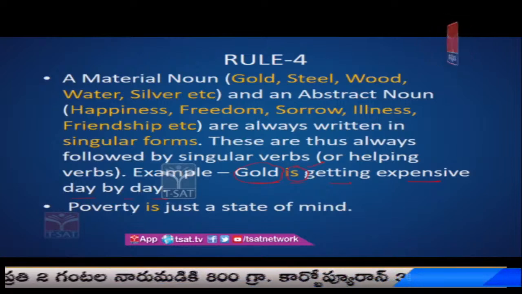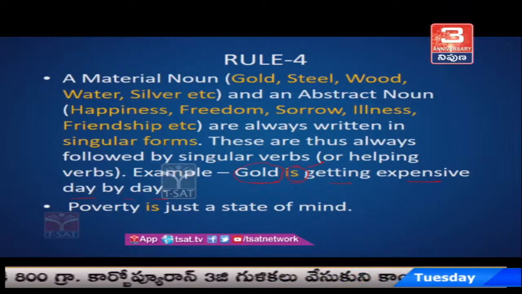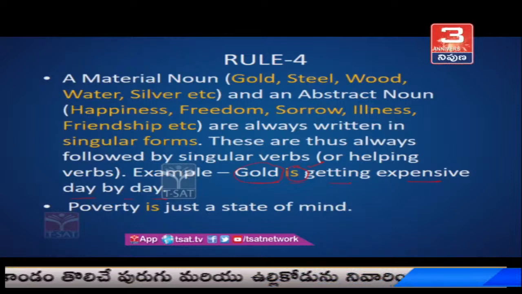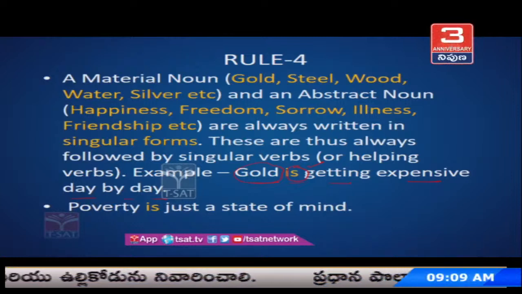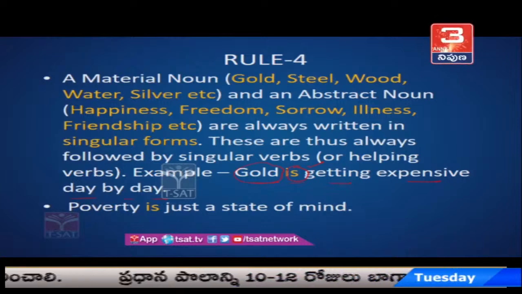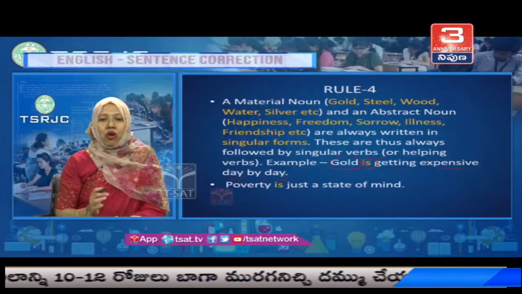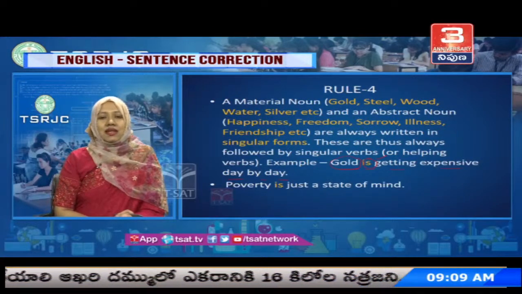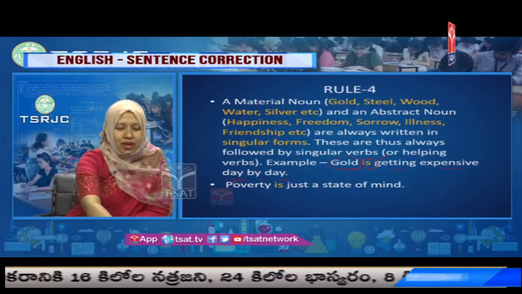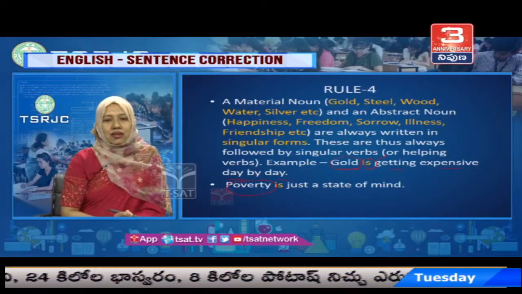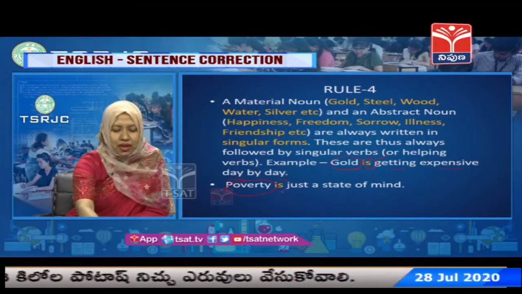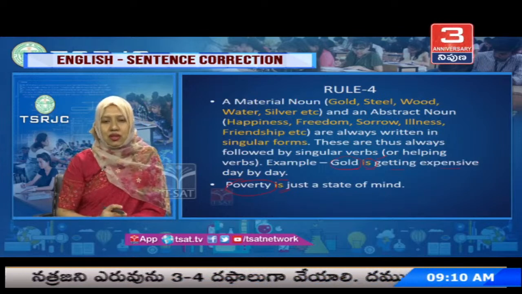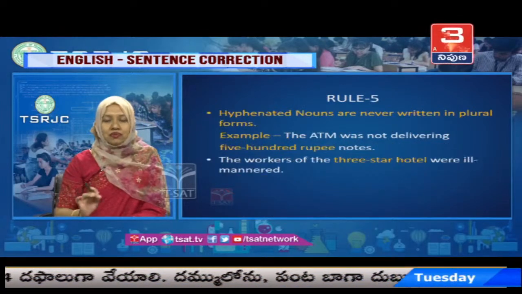Let us take another example. Abstract nouns: happiness, freedom, sorrow, illness, friendship, love, all these are abstract nouns. Though these are feelings, we cannot measure them. Now poverty. Poverty is also an abstract noun. Poverty is just a state of mind. So poverty is used as a singular subject. Along with the singular subject, a singular helping verb should be used. I hope this rule is clear to you. So let's move to the next.